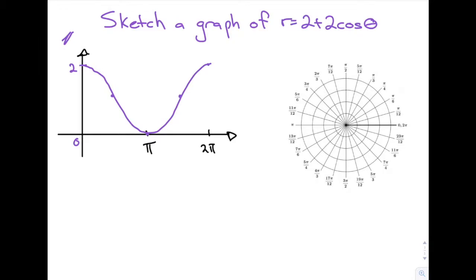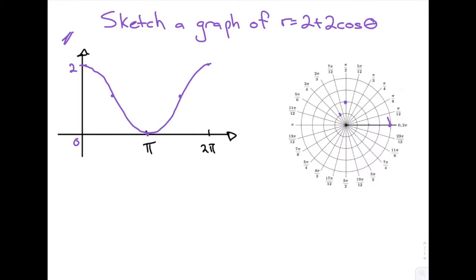So we'll call this a half, 1, 1.5, 2 at 0. Then as we move along, at pi over 2, we reach 1. But in between, we're still greater. So maybe we'll plot a couple of these. We know that cosine of pi over 4 is root 2 over 2. So 2 times root 2 over 2 would be root 2. And then 2 plus root 2 is roughly 3.4.